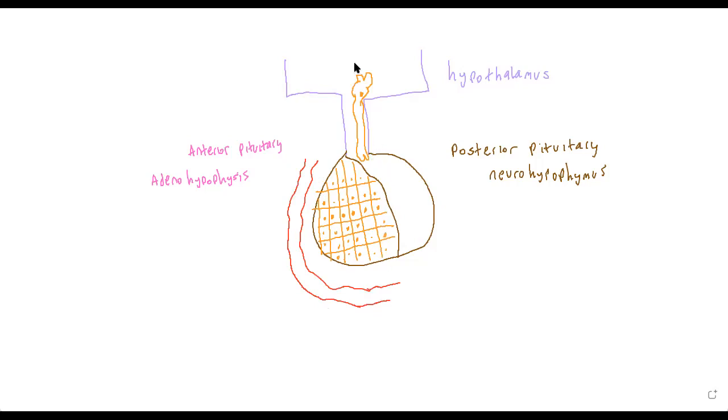So anyways, both of these aspects of the gland have access to the bloodstream. The difference is, of course, that the neurohypophysis acts as storage. So what it's going to do is store hormones made by the hypothalamus, where the anterior pituitary makes its own hormones and secretes them into the bloodstream.